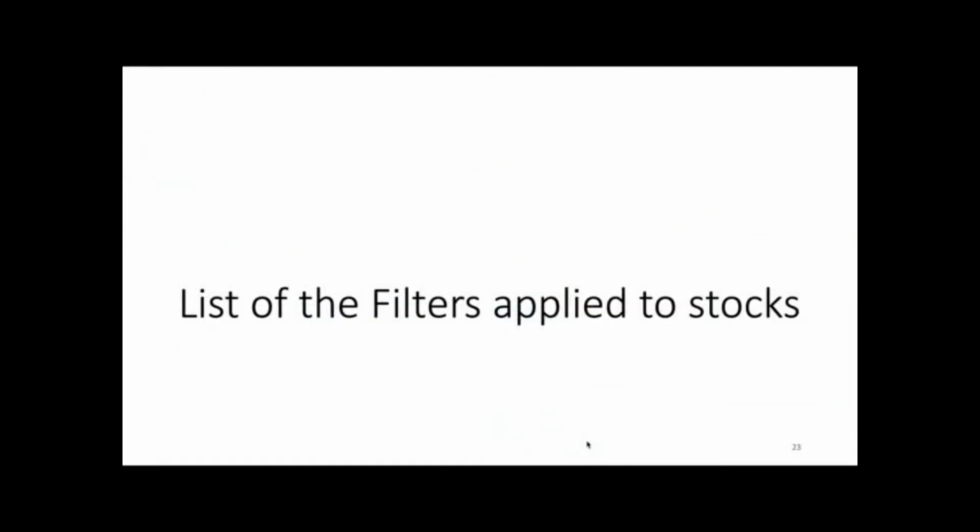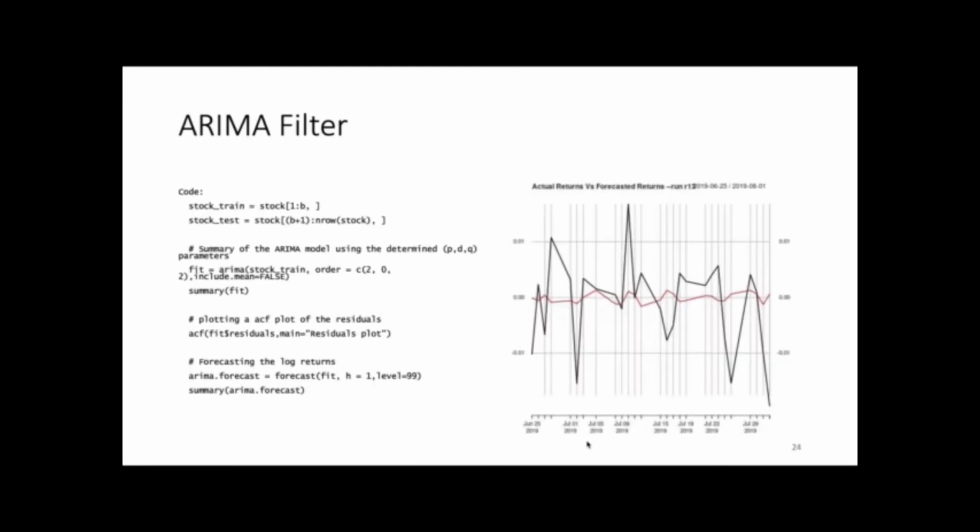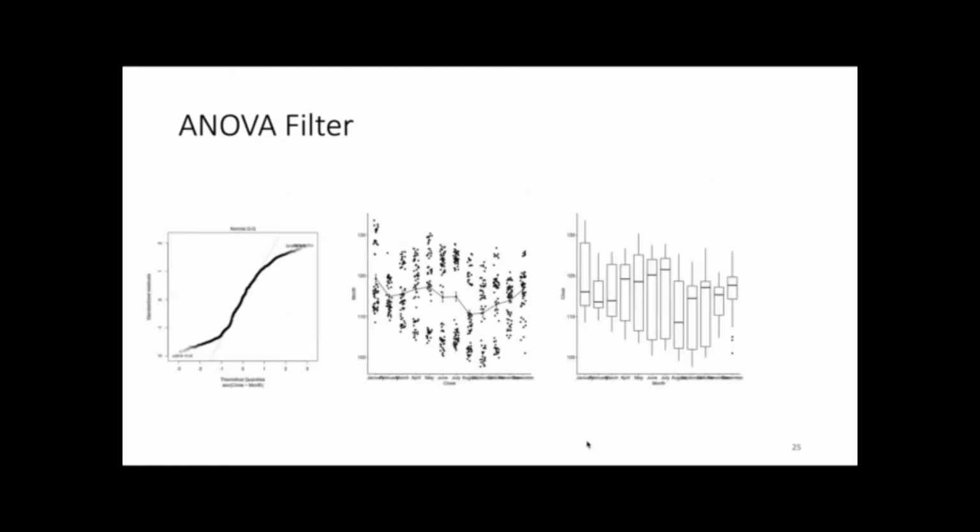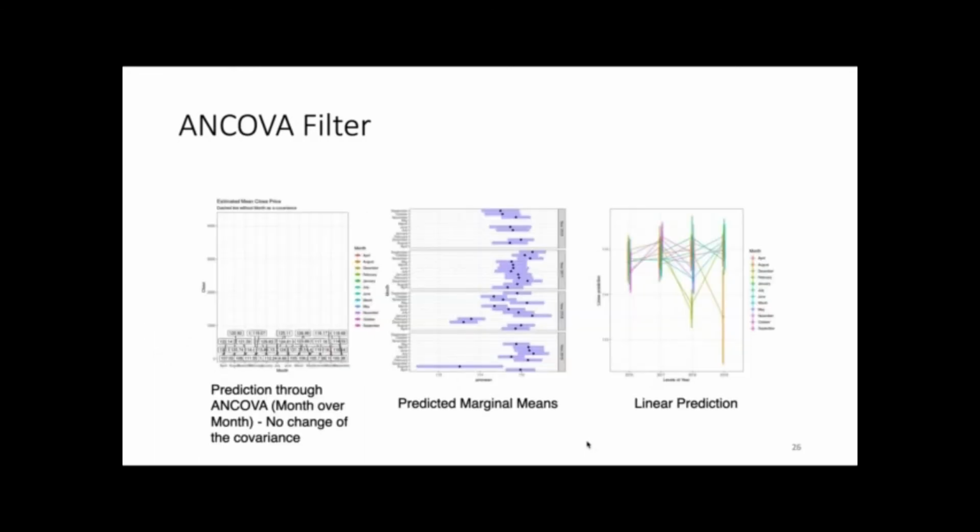Some of these filters are given here as examples in this list of filters that we'll be talking about. For example, an ARIMA filter, autoregressive integrated moving average on all stocks and testing them against actual return. For every filter, we run many parallel algorithms and tested the best possible outcome. From analysis of variance, ANOVA, we looked at the independent two-samples t-testing. For analysis of covariance, we looked at the covariance as the main driver, including predicted, marginal means, and linear prediction.